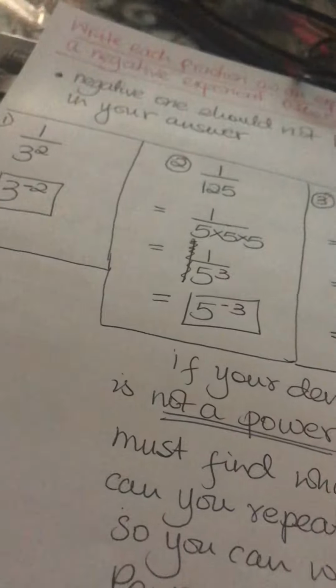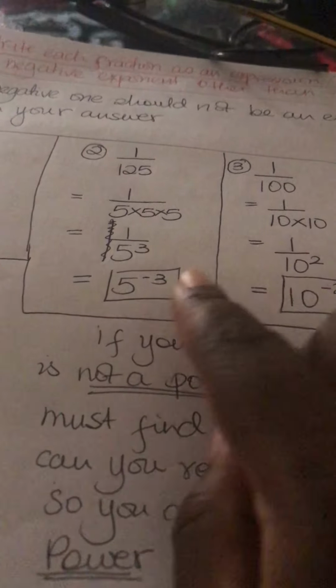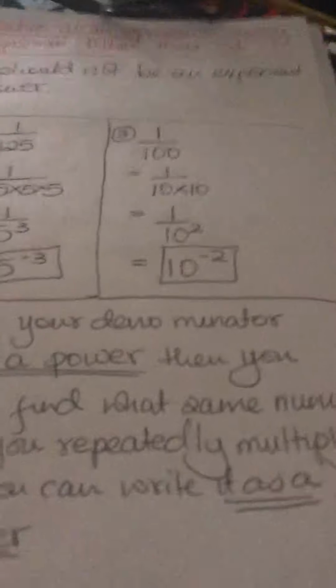Okay? And you cannot have two bases. You have to only have one base. So here you cannot write 5 times 25. No, that will not be correct. You just have to make it one base. Okay? All right, let's continue.